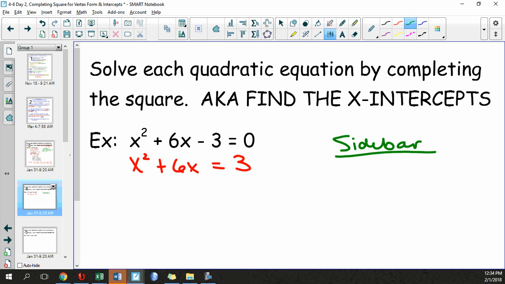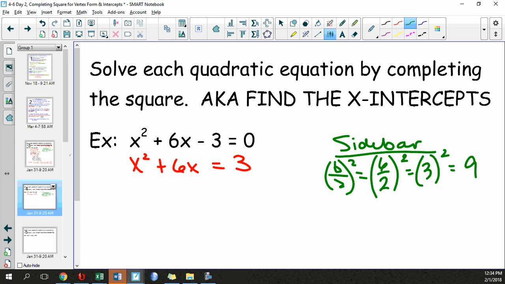So if I'm doing my sidebar, that is b divided by 2 squared. What is b divided by 2? Squared is? Now what do I do with that 9? Because that's what we learned yesterday, which is b divided by 2. So I'm going to add 9 to both sides. Does everybody see that? Yes?